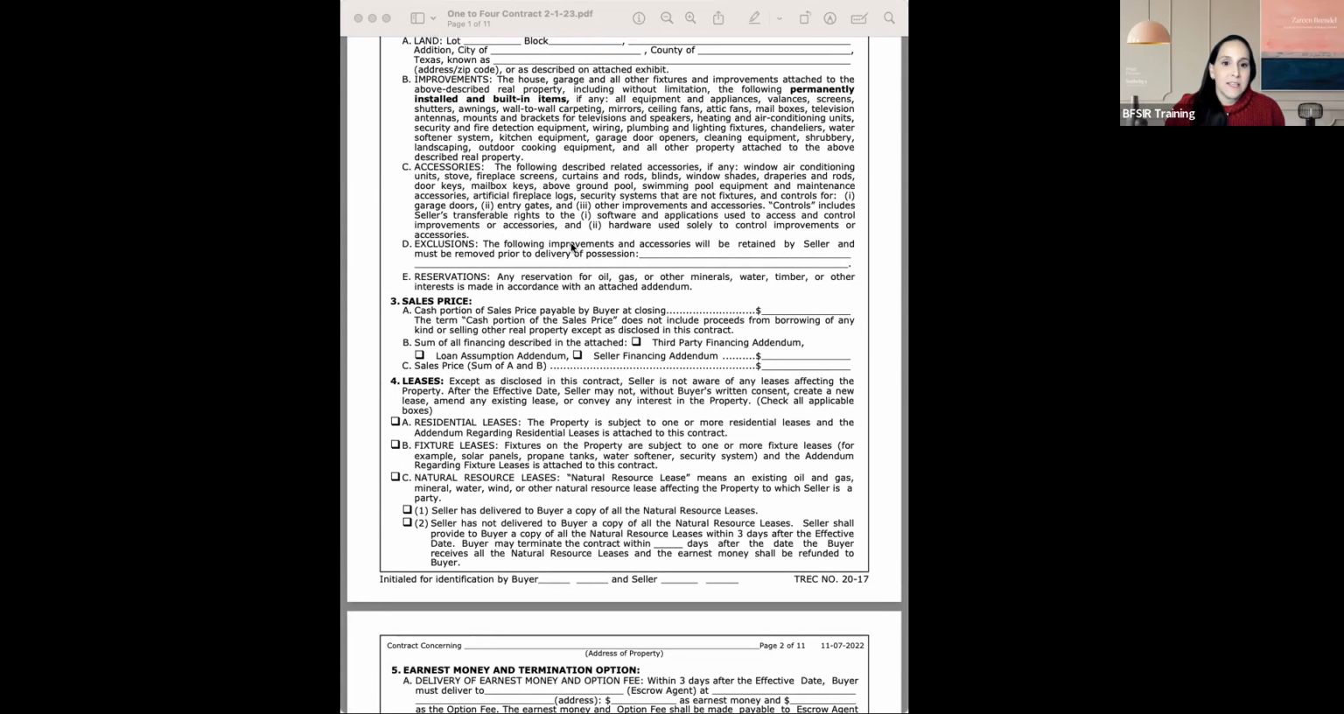Exclusions are anything that the seller is going to keep, like their favorite mirrors in the bathroom, or the family heirloom chandelier, whatever it is. If you know that the seller is going to take something, even if you put it in the MLS, it must be written in here as well. Putting it in the MLS as an exclusion means nothing. It needs to be in the 4 corners of this document, so you have to write it in there.